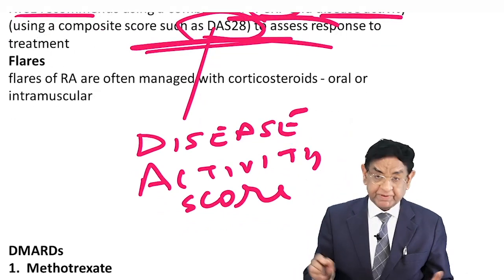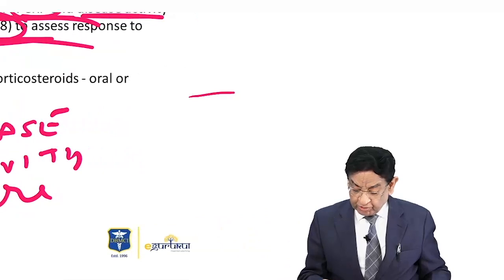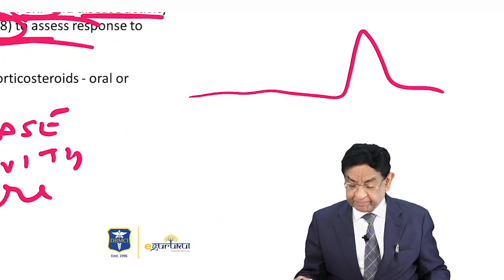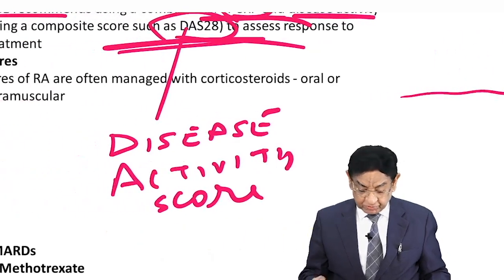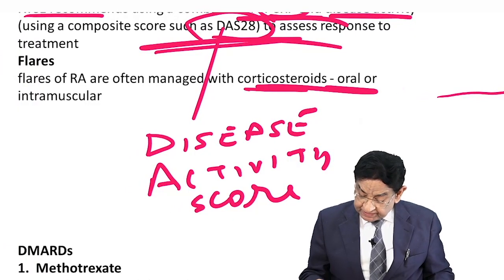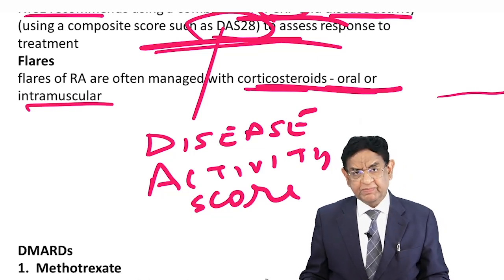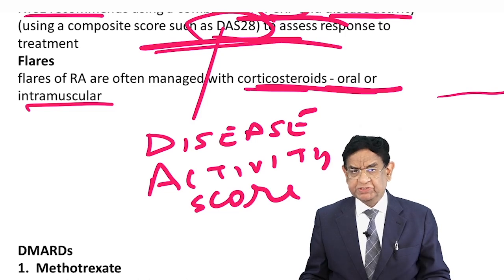Well, in between, we are monitoring the patient. The patient is going on very well. Suddenly there is a flare up of the disease. What to do? Give steroid therapy. This can be given orally or even intramuscularly also. But again, flare up means steroid therapy.